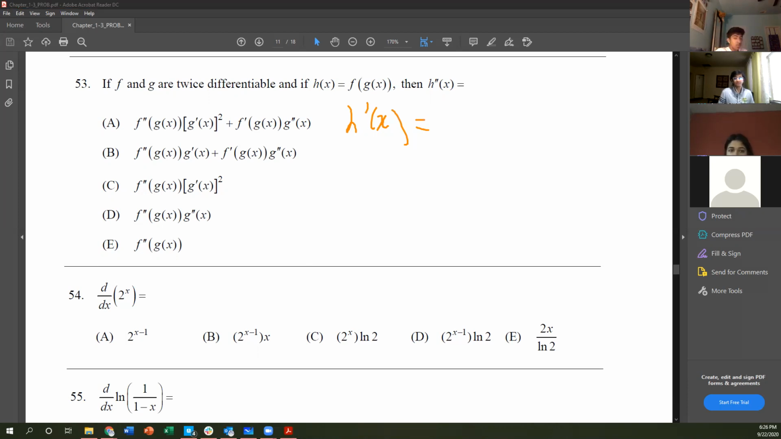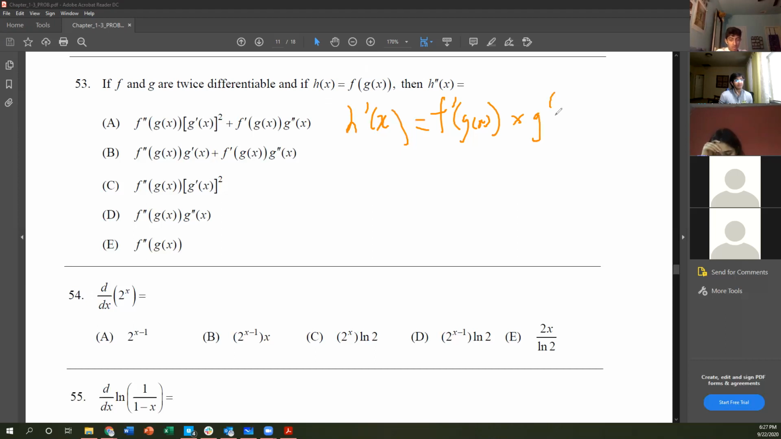All right. Wait, can you guys hear me? Okay. Does anyone know how to do h of x? What would h of x be? Anyone? Wait, so with chain rule, it would just be like f prime of g of x times g prime of x? Exactly. Good.